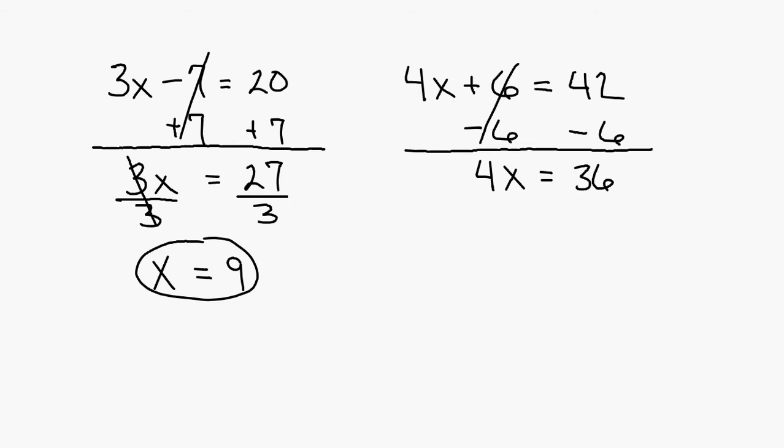And then the next step. Divide each side by 4. The 4's cancel. And x equals 9 again. Any questions so far?